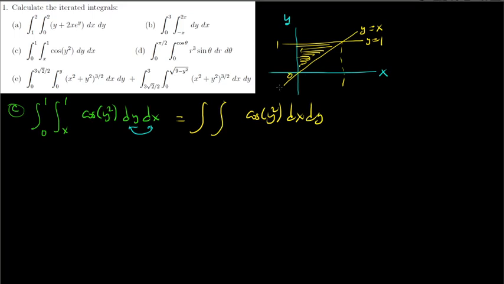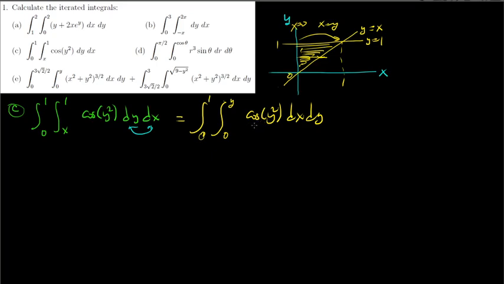X is going from y, or no, sorry, x is going from 0 to y, right? So this is x equals 0 to x equals y. And then y goes from 0 to 1. All right, so what has this got us?